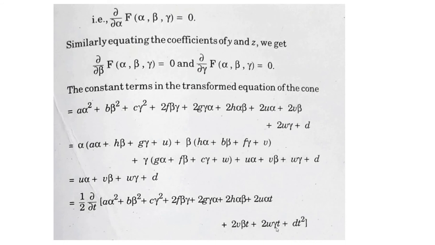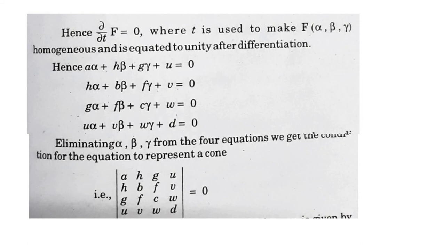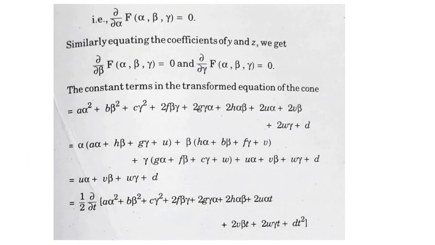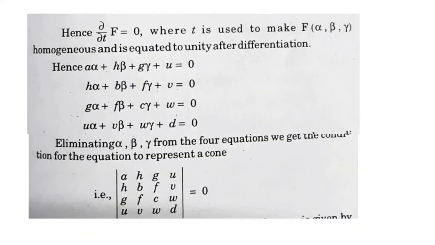t என்கிற ஒரு டேர்ம் ஒன்றை இன்ட்ரடியூஸ் பண்ணிவிட்டு, அதுக்கப்புறம் t-யை you will equate to 1. ஸோ ஹோமோஜெனஸ் இருக்கா இல்லையா என்று பார்க்கறதுக்காக இதை you can always include. ஸோ இதே மாதிரி you can have, and so your dou f by dou t is 0. Dou f by dou t is 0, where t is used to make f of alpha beta gamma homogeneous and is equated to unity after differentiation, as said already.